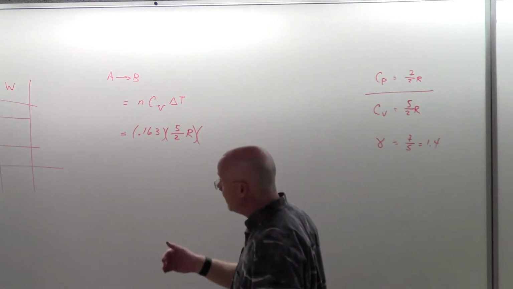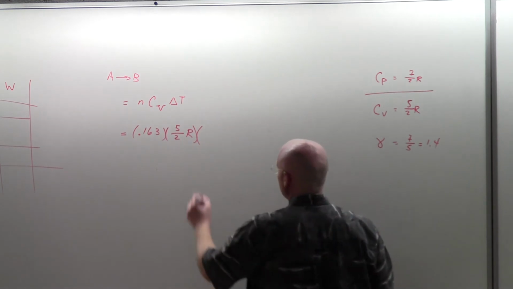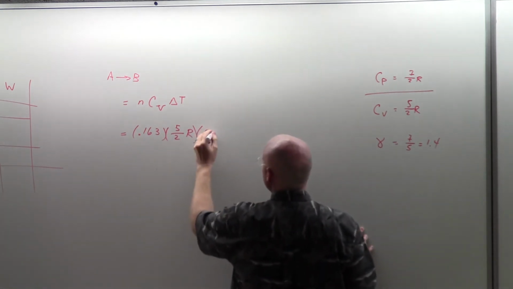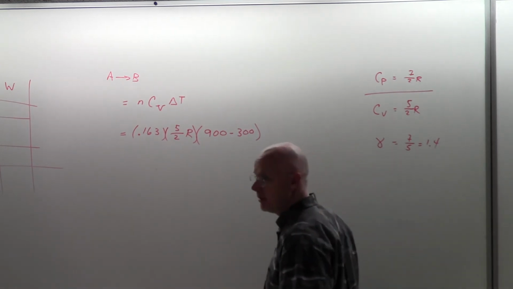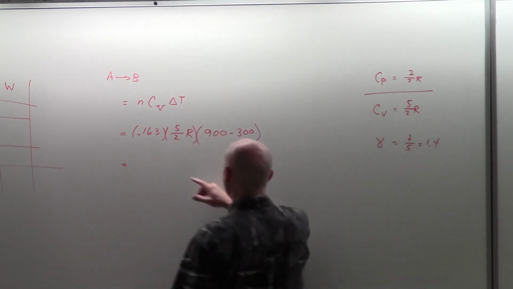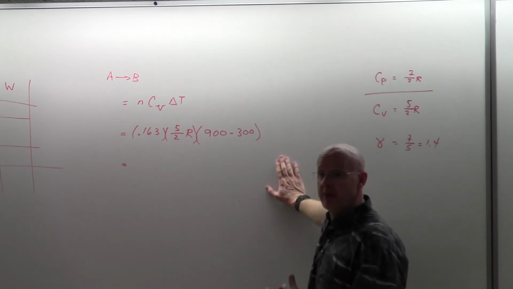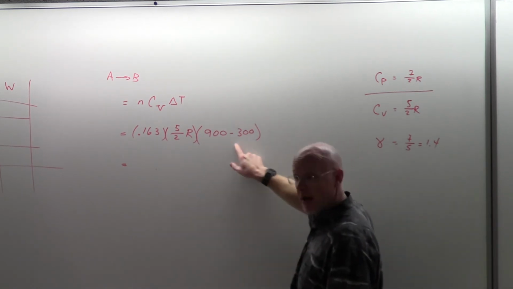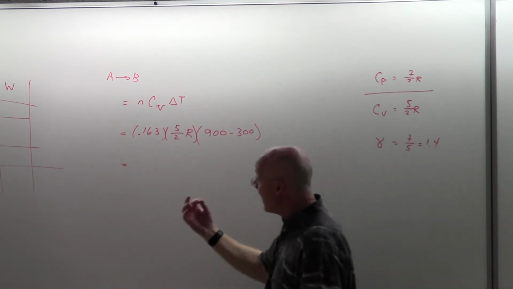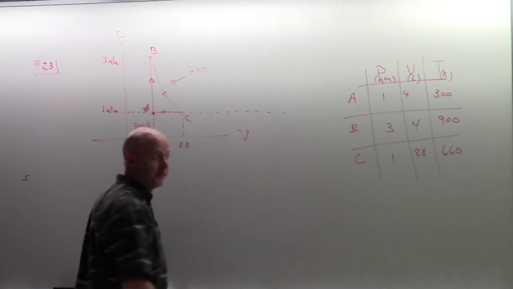Now, that would be final, which is B, minus initial. So the final is 900, and initial is 300. Now, I should probably ask, before I even do the calculations, is it going to be a positive number or a negative number? Positive, right? You can see 900 is bigger than 300, and it comes out to be positive. And hopefully that matches. Why would I expect it to be a positive number?